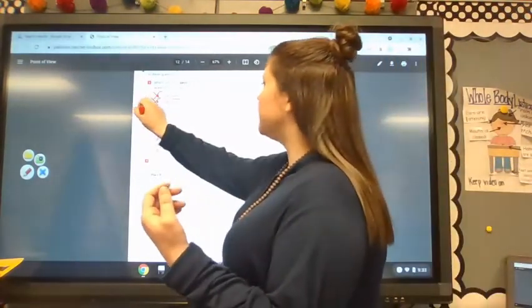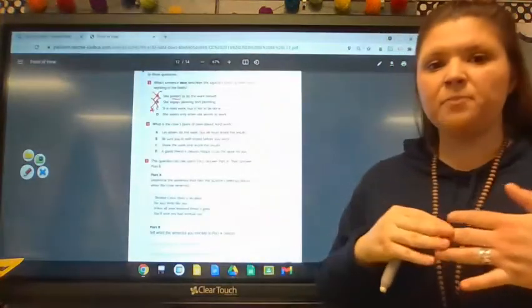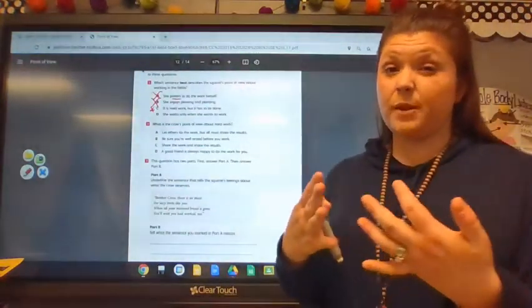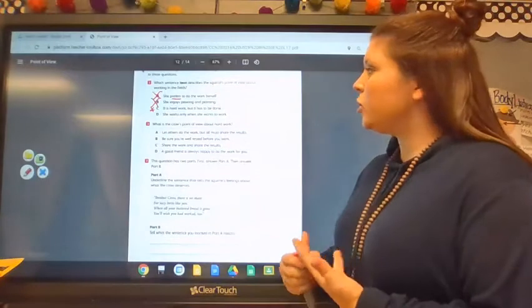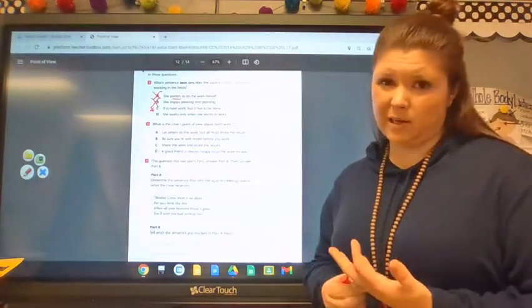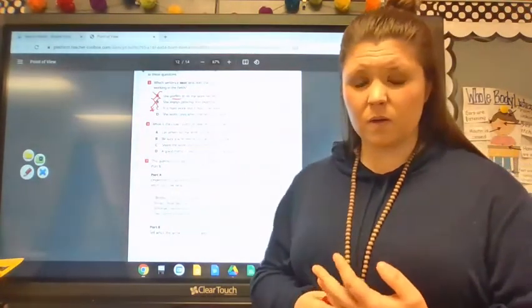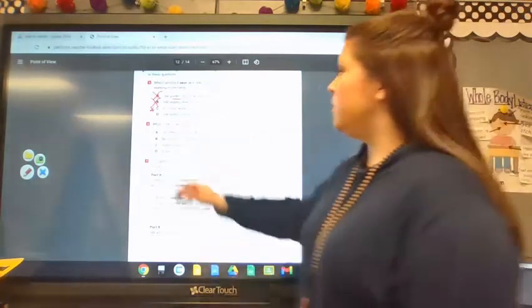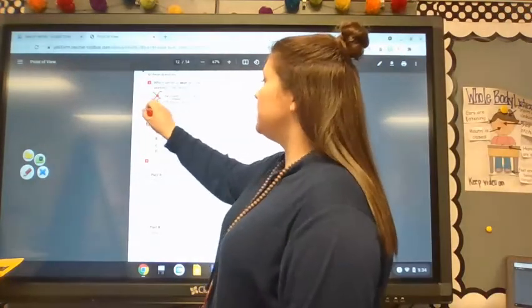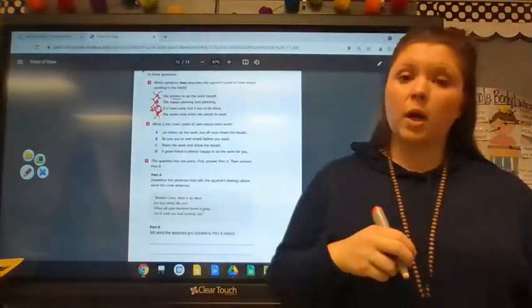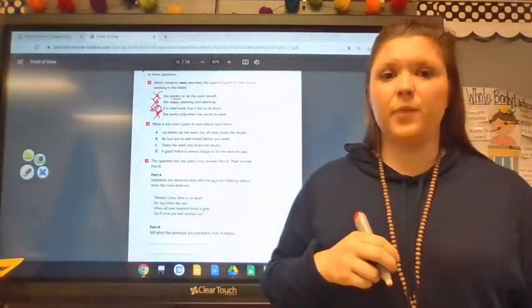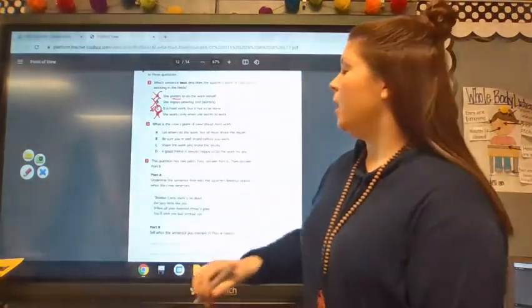So let's put a star beside that and we'll come back and make sure that there's not another choice that might answer it best. D, she works only when she wants to work. Is that true about the squirrel? No, so D is not correct. So C is the correct answer. It is hard work, but she knows that it has to be done. Good job. All right, number 2.